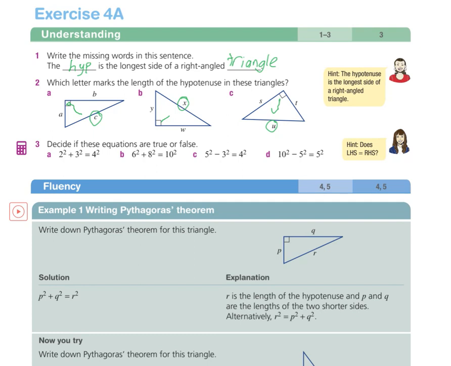Decide if these equations are true or false. 2 squared plus 3 squared will not equal 4 squared. 6 squared plus 8 squared will equal 10 squared. 5 squared, 25, take 3 squared, 9, will be 16, which is 4 squared. 10 squared, 100, take 25 will not equal 25.